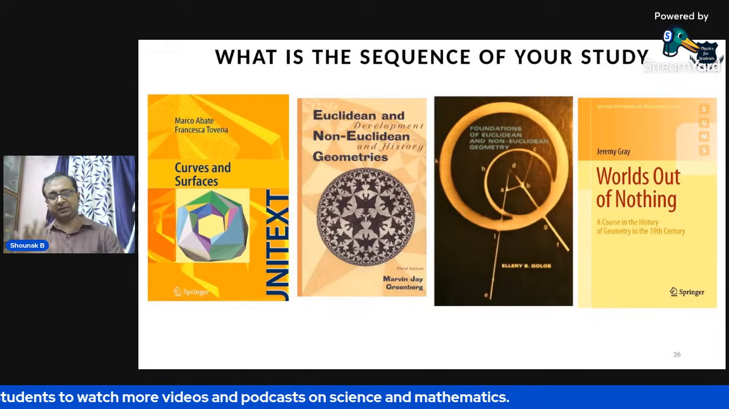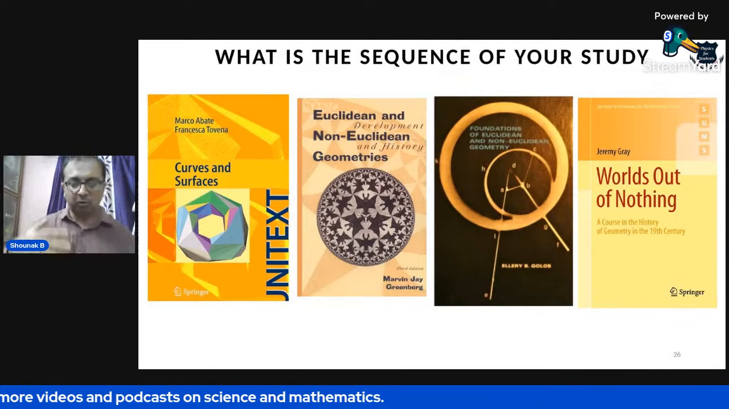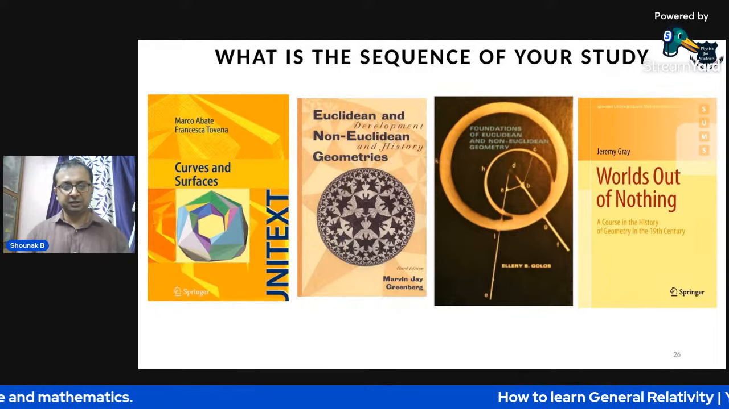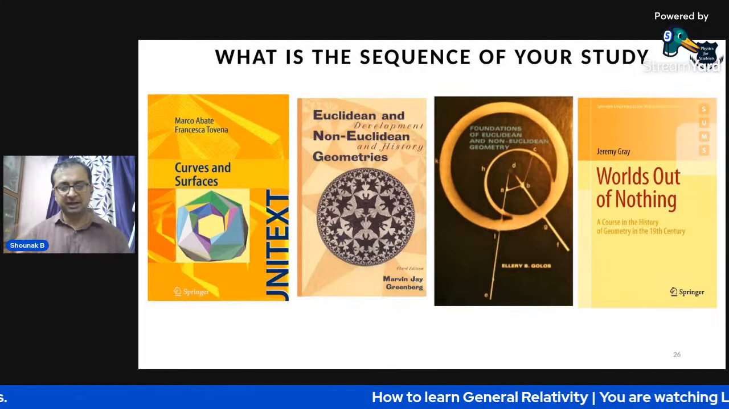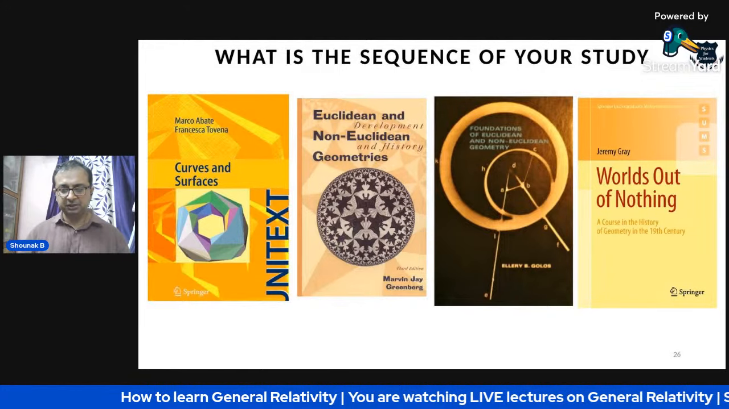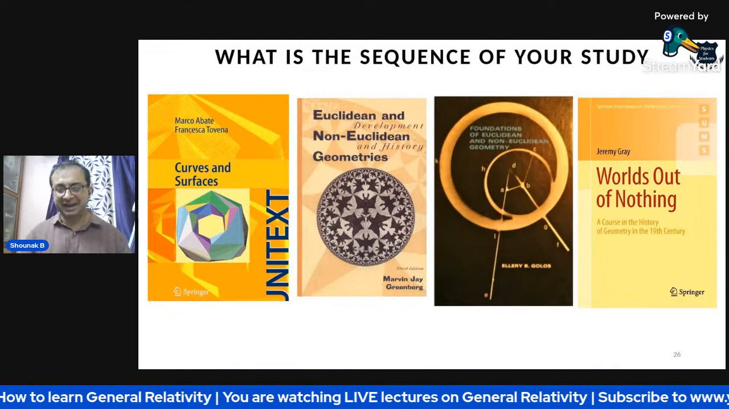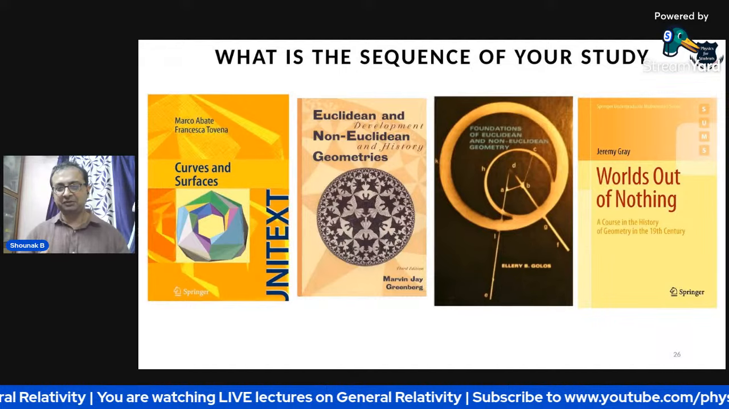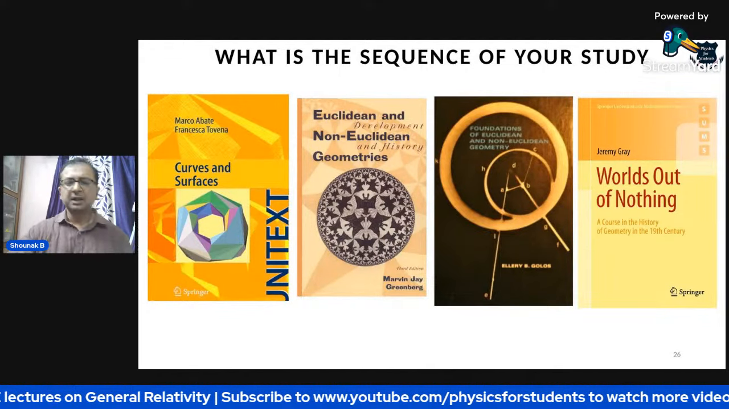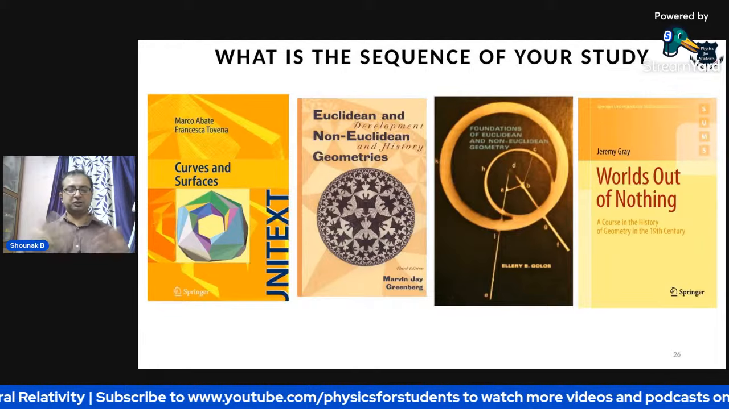Okay, I will come to the sequence tomorrow because I have to again explain the content of the book, etc. Curved surfaces by Marco Abate and Francesco Tovena. Then comes the very good book, Marvin J. Greenberg's Euclidean and Non-Euclidean Geometries. Then again, an outstanding book, Foundations of Euclidean to Non-Euclidean, and World Out of Nothing by Jeremy Gray. World Out of Nothing is more or less a historical development.